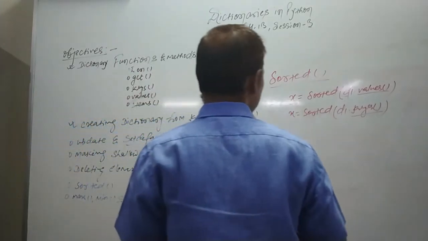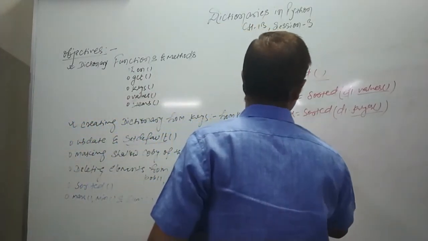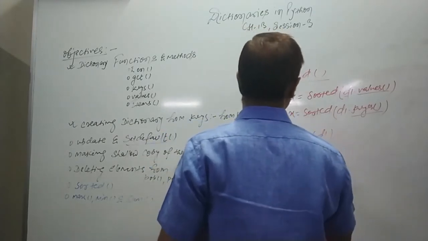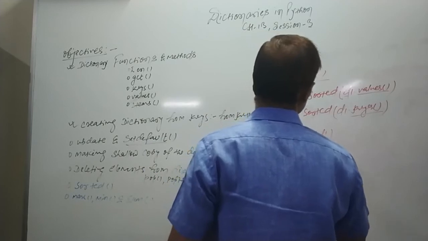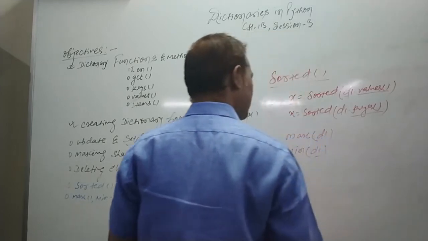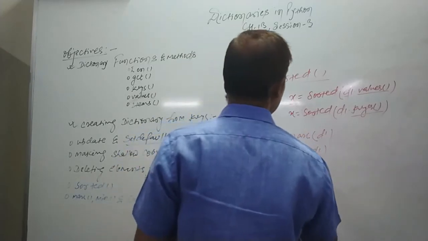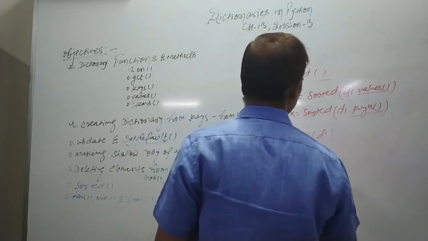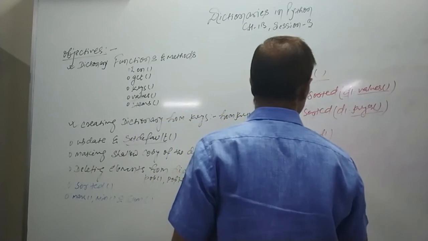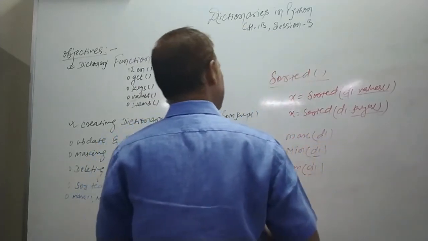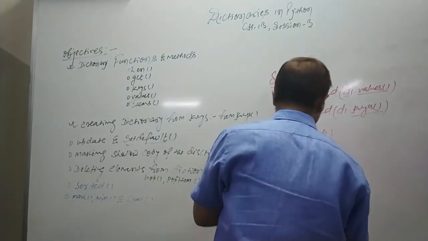So what you have to do, you have to simply use max, M-A-X, and inside the bracket you have to use the dictionary name. You can use the min method, depending on the type of dictionary and the values it has. The min method will give you the minimum value of a dictionary, and sum will give you the summation of the values of a dictionary. Like if you say sum of d1, it will give you the summation of all values of that dictionary.